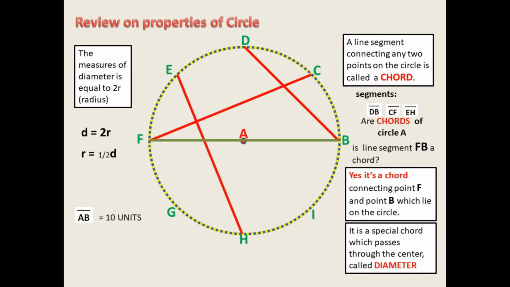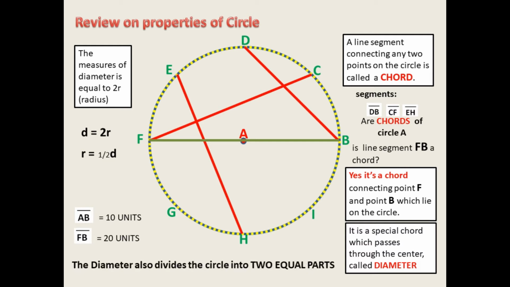Therefore, if the measure of the radius AB is 10 units, then the measure of diameter FB is equal to 20 units. The diameter also divides the circle into two equal parts. So the diameter FB divides the circle into two equal parts, creating two semicircles. Half of a circle is called a semicircle.